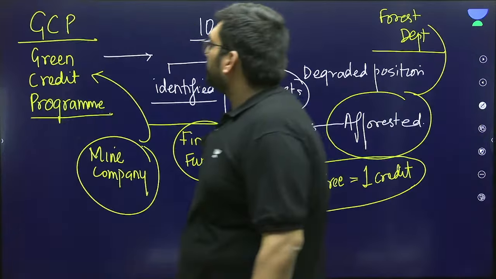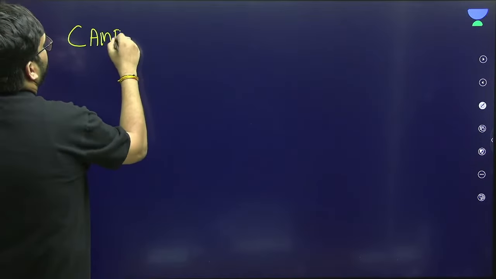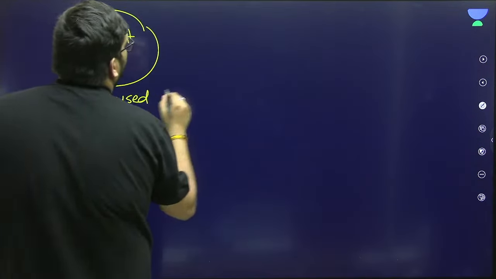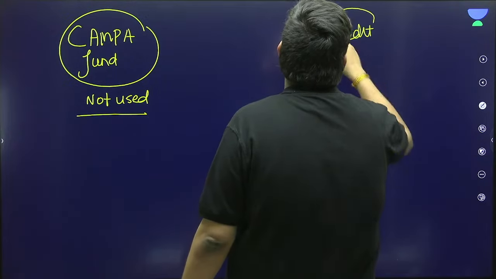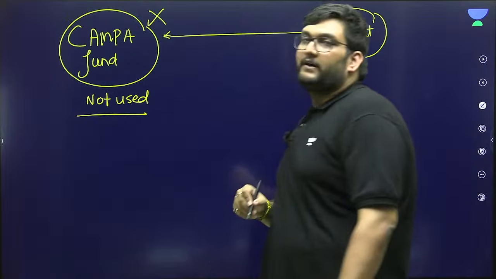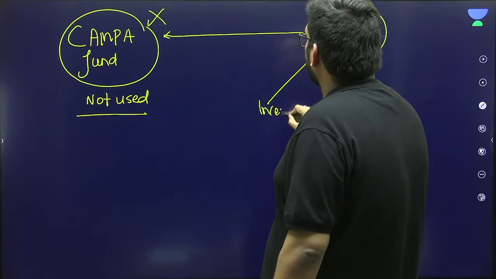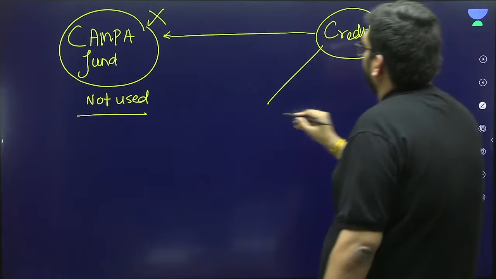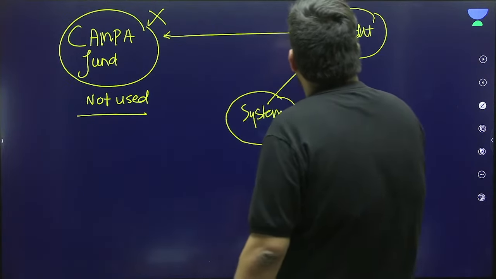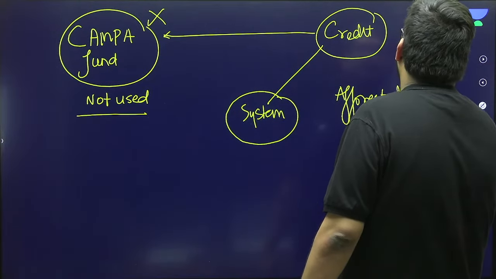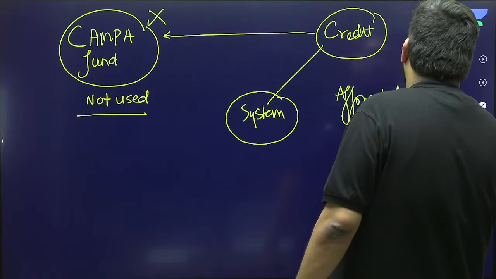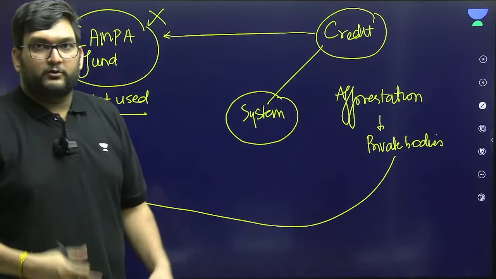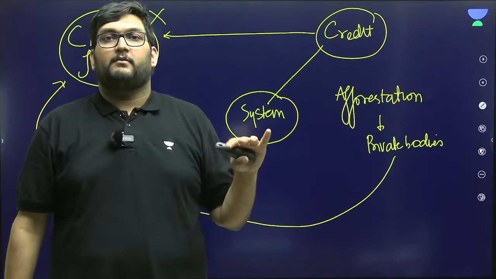This is where it is a masterstroke, because the CAMPA fund is not getting used. Now, when this is not getting used, this credit system can firstly undercut the need for a fund itself, and second, incentivize, or create a system under which afforestation is funded by the private bodies, and they are in a way compensated by the CAMPA. So they had to pay CAMPA, rather get the credits and in a way adjust it.